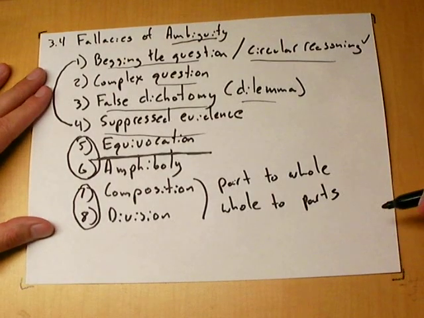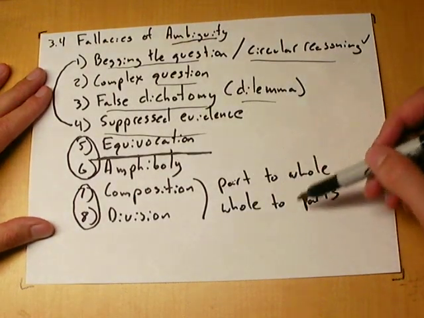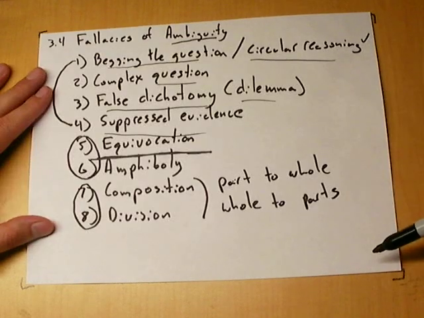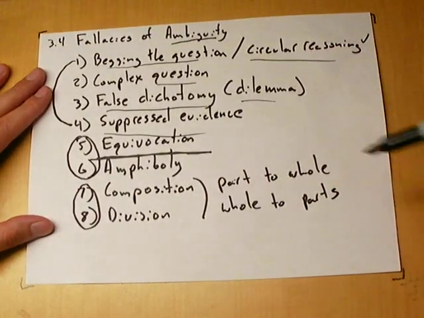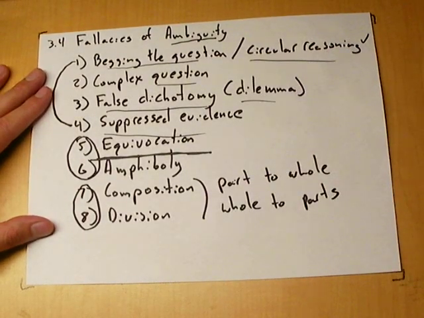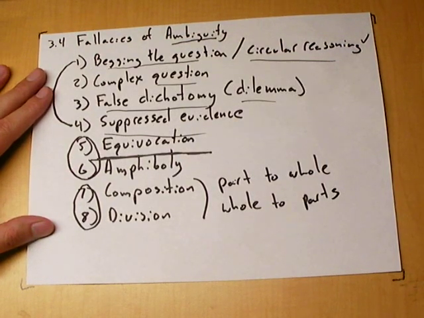And of course, let me give you a couple of cheesy examples here to clarify the point. Let's start with number 7, composition, part to whole. I like pickles. I also like ice cream. Therefore, I must like pickles and ice cream blended together. And that actually sounds kind of disgusting, in fact.